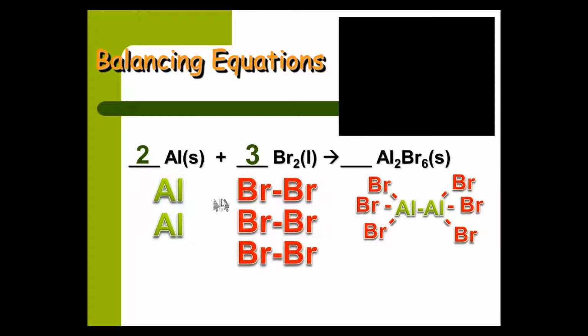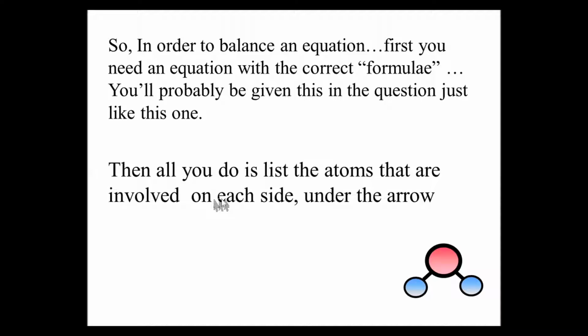And so you're going to make one of those products. So you can see you start with 2 aluminums, you end up with 2 aluminums. You start with 6 bromines, now you end up with 6 bromines. So the equation's balanced. So what you can do is put a 1 in here showing, okay, well, I actually did balance that out. So here's some steps to follow in order to balance an equation.